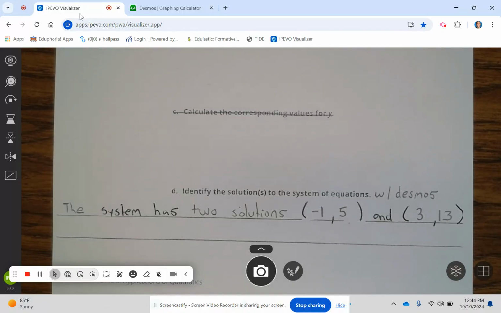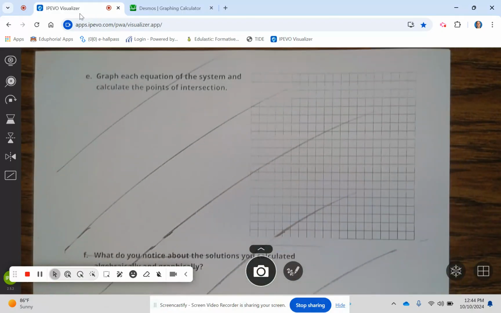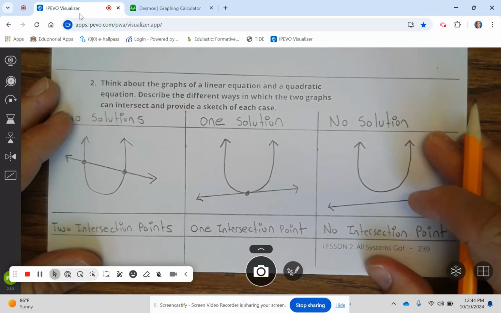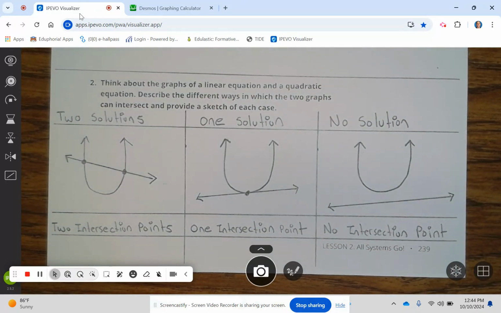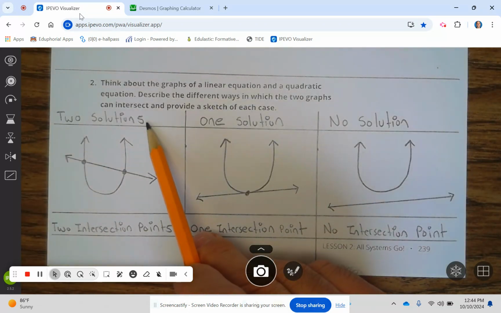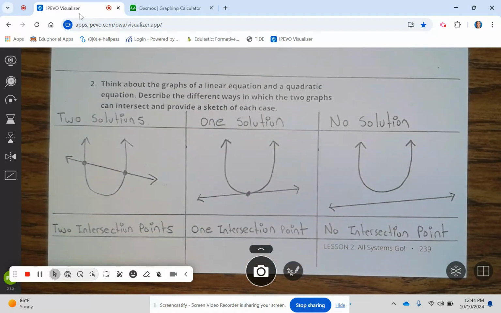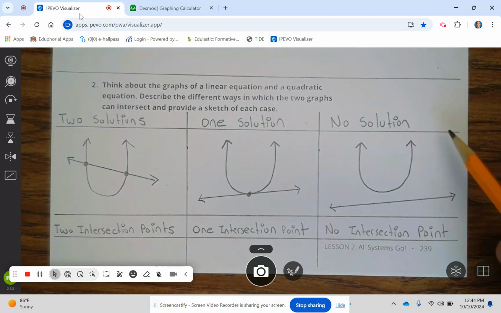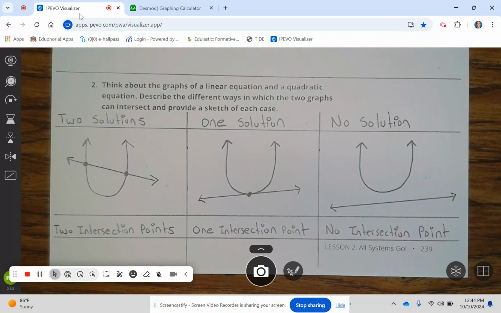Right, let's take a look at the next page. All right, go ahead and mark out E and F, and then read and write down the notes for number 2. So number 2, think about the graphs of linear equations and a quadratic equation. Describe the different ways in which the two graphs can intersect and provide a sketch of each graph. So if it has two solutions, the graph looks like this, and it has two intersecting points. If it's one solution, the graphs look like this, and it has one intersecting point. If it's no solution, the graphs look like this, and it has no intersection point. Okay, go ahead and write that down. Let's take a look at the next page.